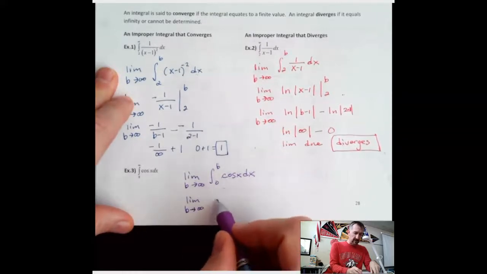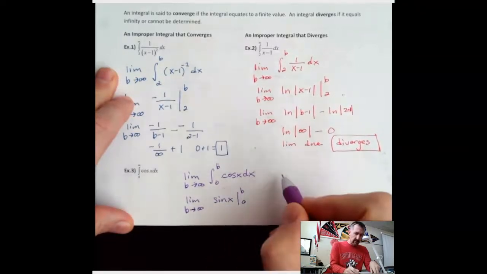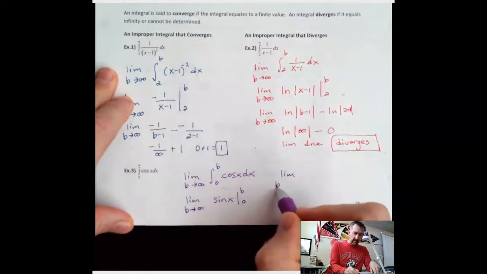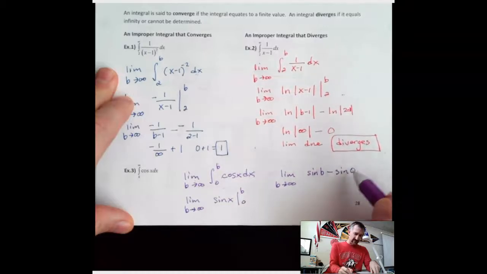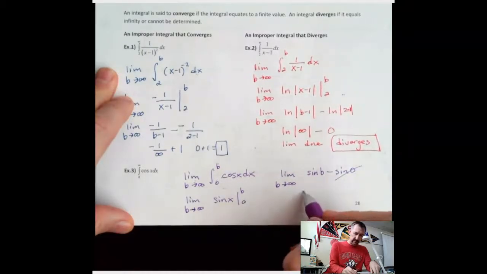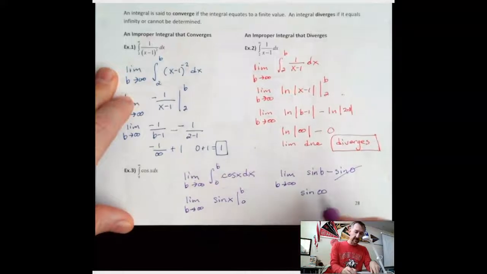The integral of that is sine. So that's sine x from 0 to b. So that's going to be the limit as b approaches infinity of sine of b minus the sine of 0. So the sine of 0 is just going to be 0. So this is going to give us the sine of infinity. And if we keep going out towards infinity, that's going to oscillate. So that does not exist, so that diverges also.